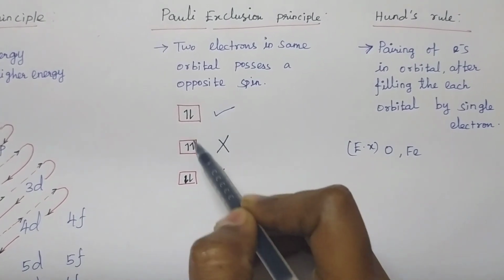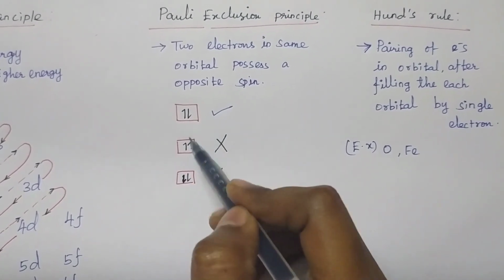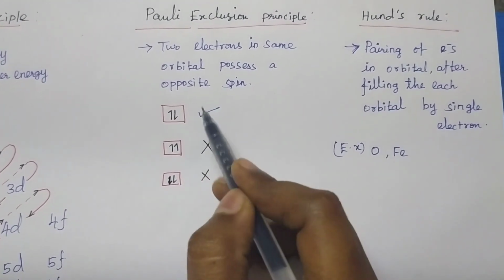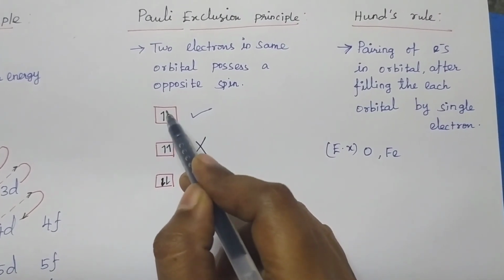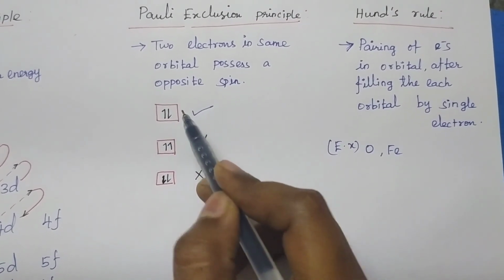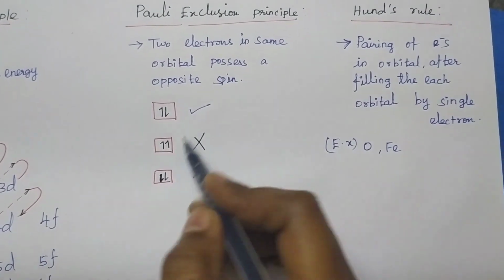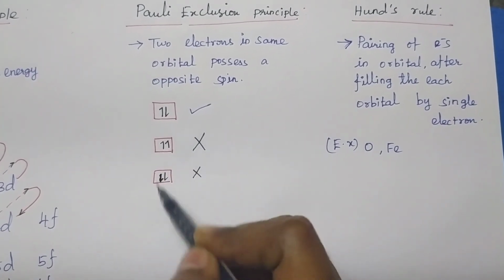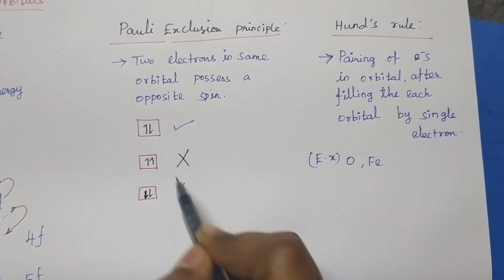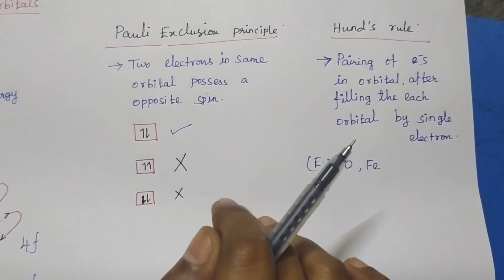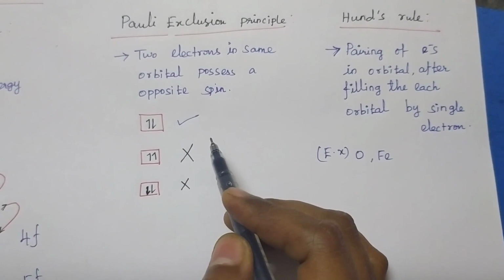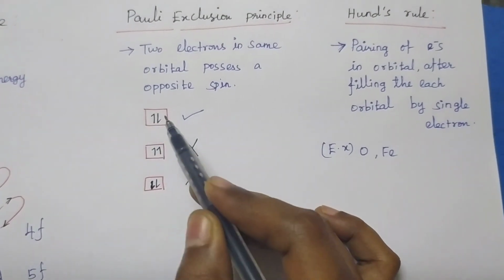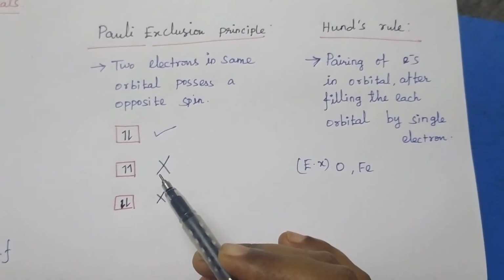See, I have arranged the electrons in 3 categories. Only the first one is correct, because I have arranged the electrons with opposite spin. If you look at the next, I have arranged the 2 electrons in the same direction. The third one also has the same direction. These are the wrong methods. So I repeat again, 2 electrons in the same orbital possess opposite spin. This is the Pauli exclusion principle.